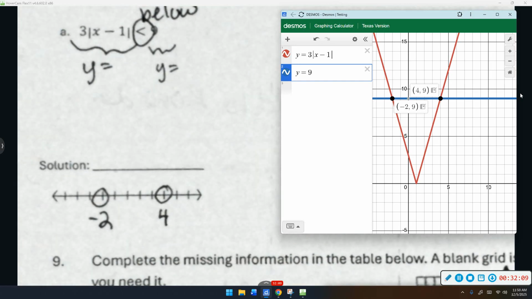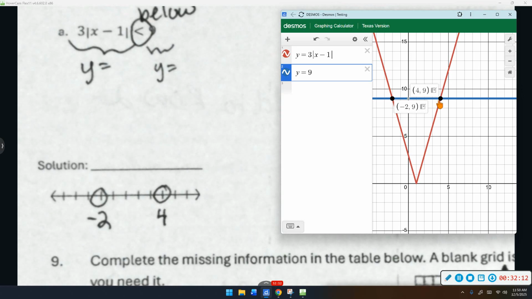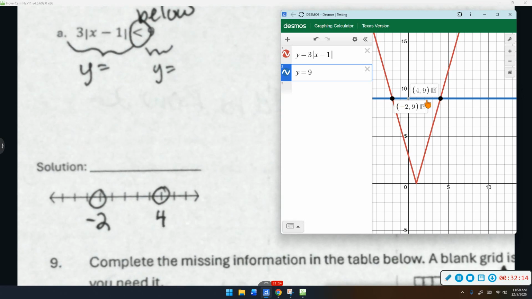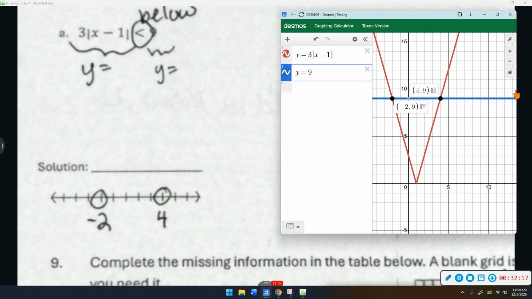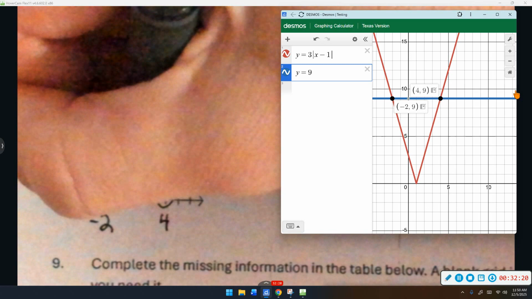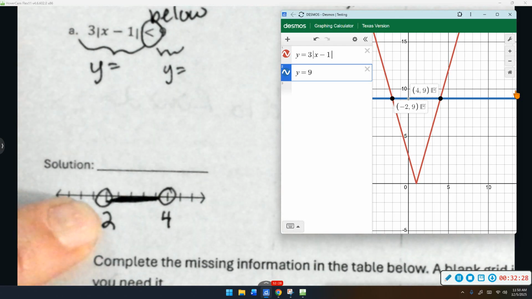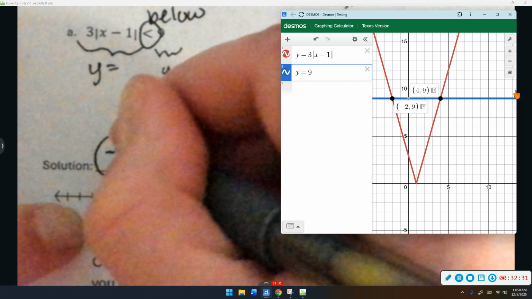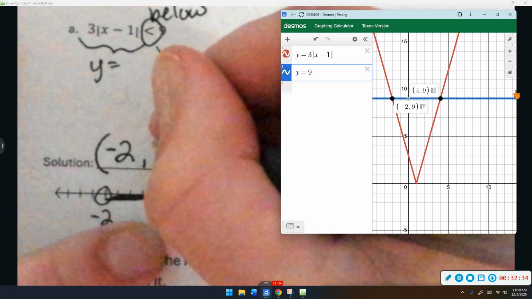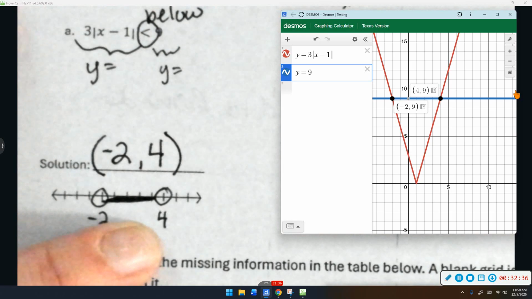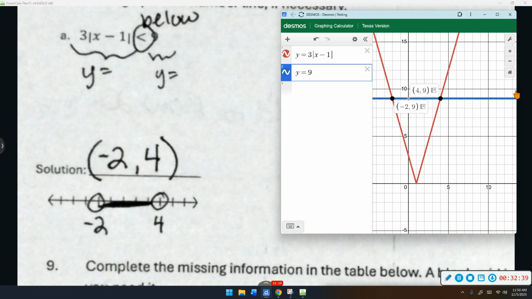And where is our function below the line? It's either going to be in between the endpoints or on the side. This time, it's below, in between, so it's this area right in between. So now I just have to state that, and I'm going to use interval notation because it's quicker. When I don't include the endpoint, we get a parenthesis. So negative 2, 4, parentheses. If they were closed circles, I would be using brackets. Okay? All right. Let's do one before we do the next one.